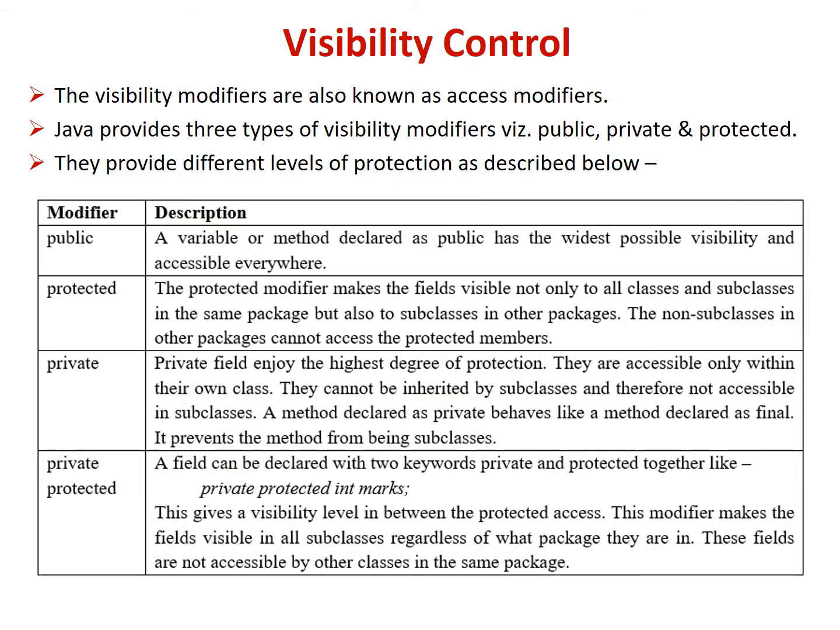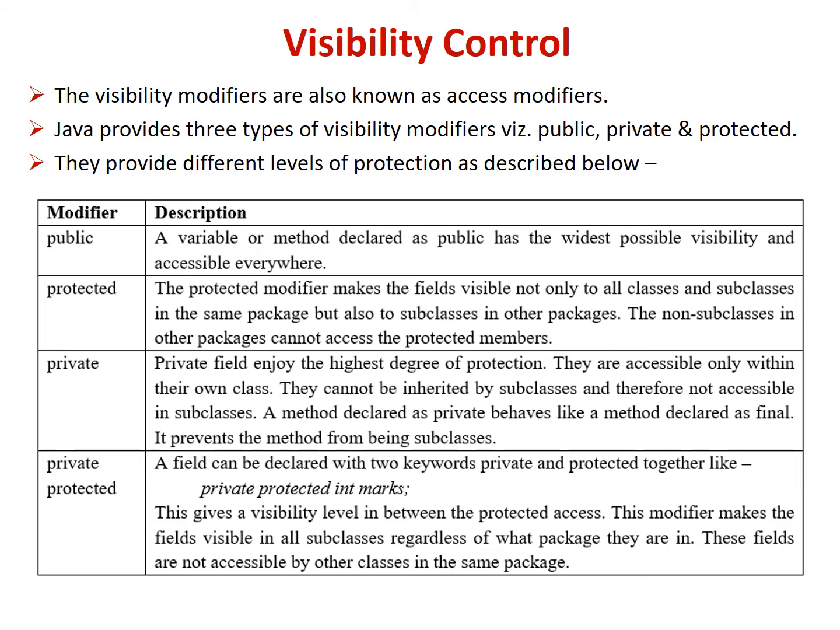Now we'll see what is visibility control. It may be necessary in some situations to restrict the access to certain variables and methods from outside the class. We can achieve this in Java by applying visibility modifiers to the instance variables and methods. The visibility modifiers are also known as access modifiers. Java provides three types of visibility modifiers. These are public, private, and protected. These modifiers provide different levels of protection as shown in this table.